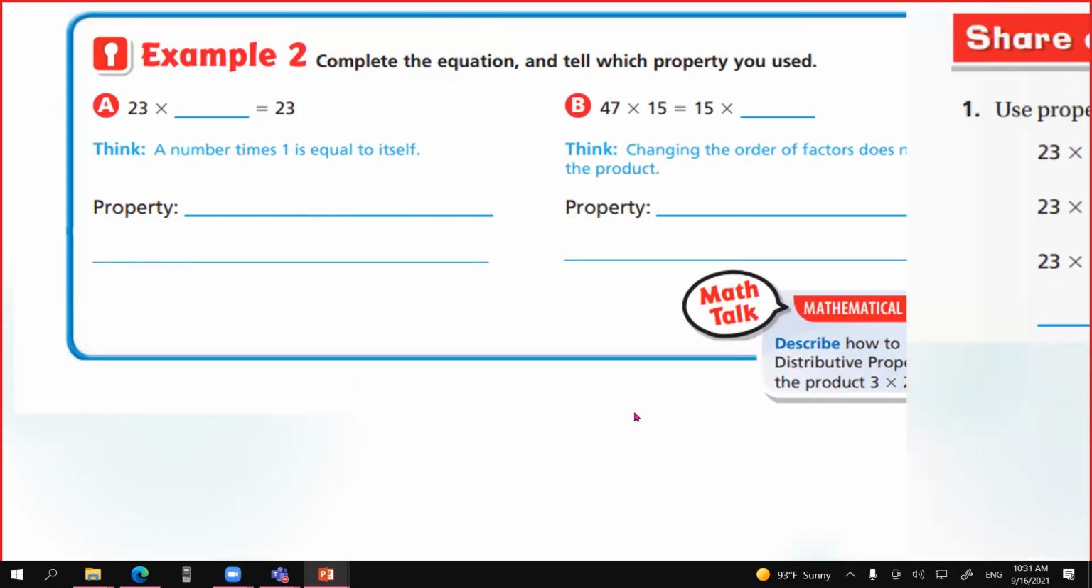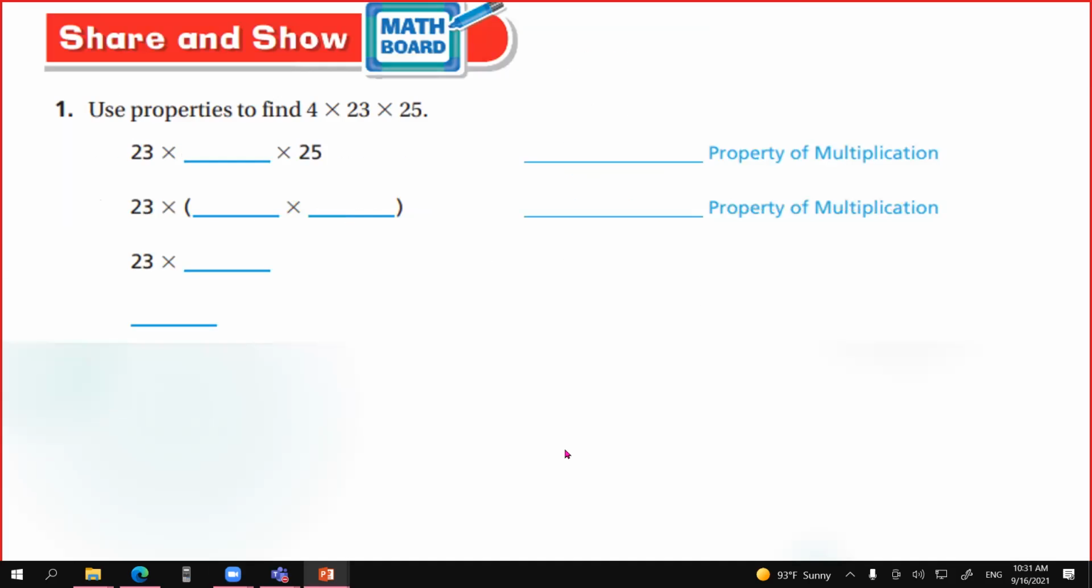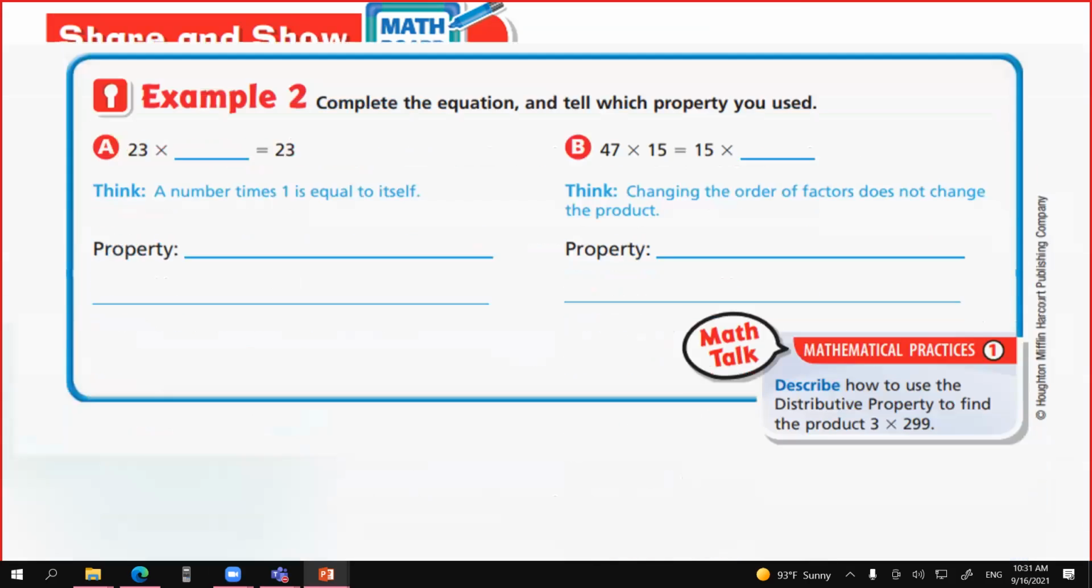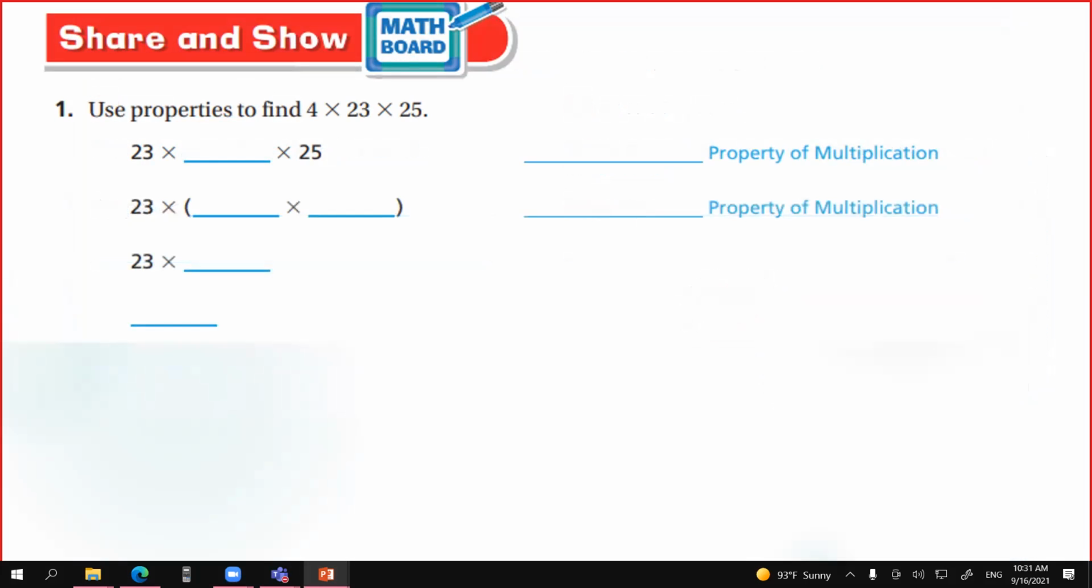Now, let's go to the second one here. Now all of you open your book, page 19, okay? Number one, Jilan, where's Jilan? Yes, Jilan. Here, use the properties to find 4 times 23 times 25.